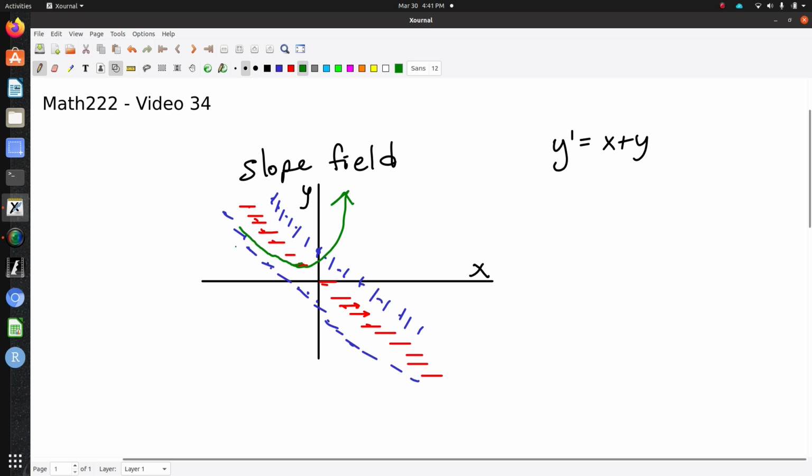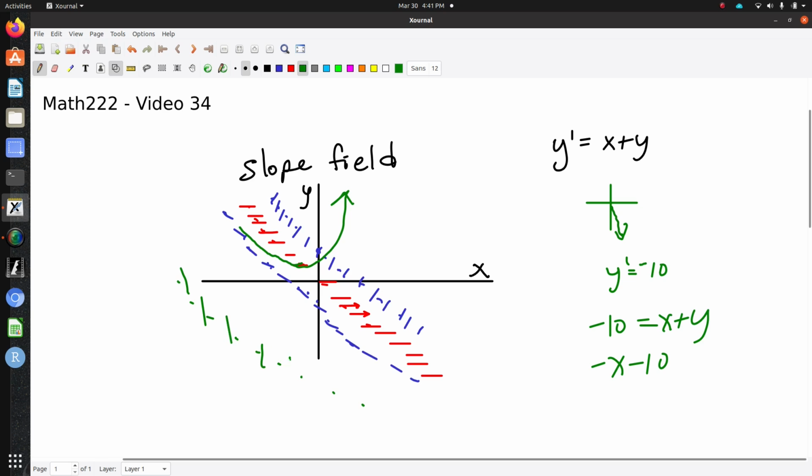I would be thinking in terms of a slope that's even more steeply downward. So y prime is negative 10. What would that look like? So negative 10 is x plus y. Let me just figure that out. To get negative x minus 10, it would be somewhere down here. I would have very negative slopes, very steep downward slopes.